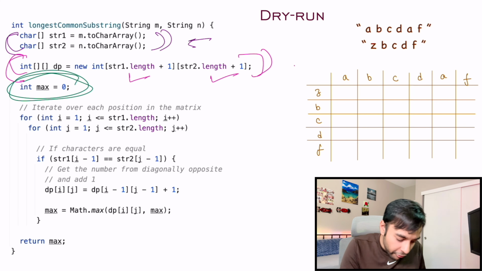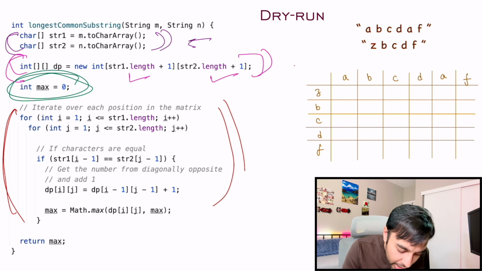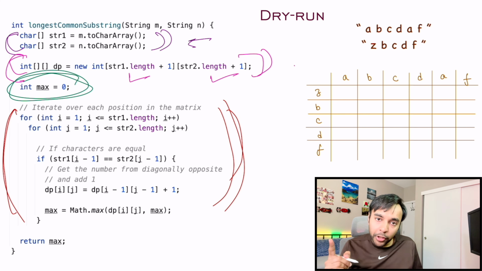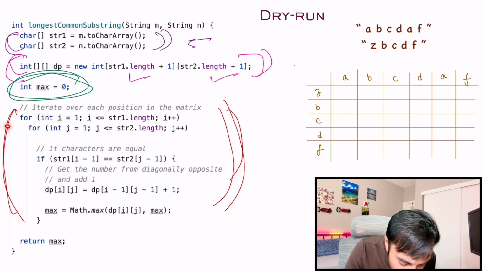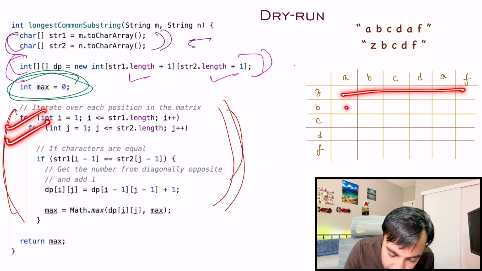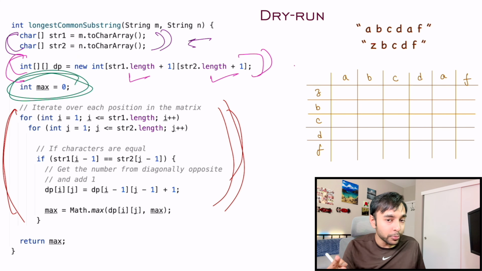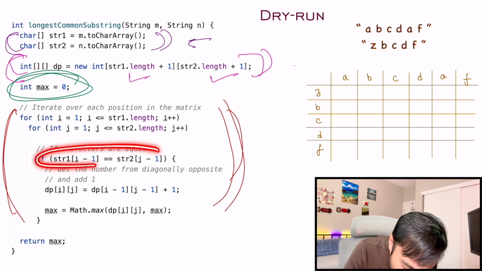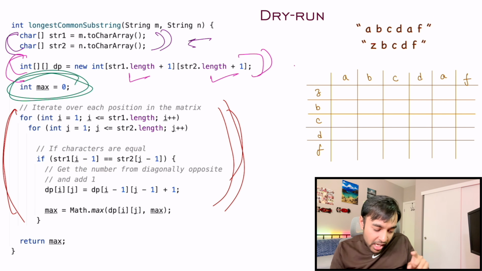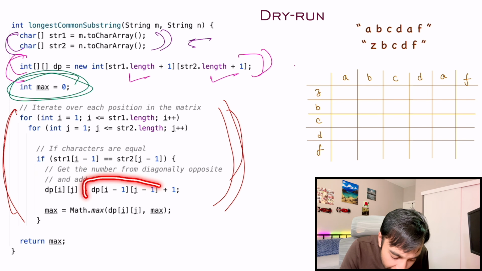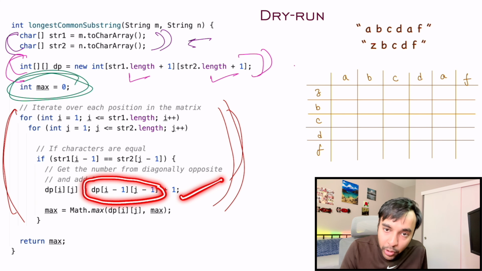Now moving on with our for loops. And this is the main crux of the problem. What do we do over here? We just iterate over each of the elements of the matrix using these two for loops. And at every element, we check if the characters are equal. Then just copy the value from the diagonally opposite cell and add a 1 to it.